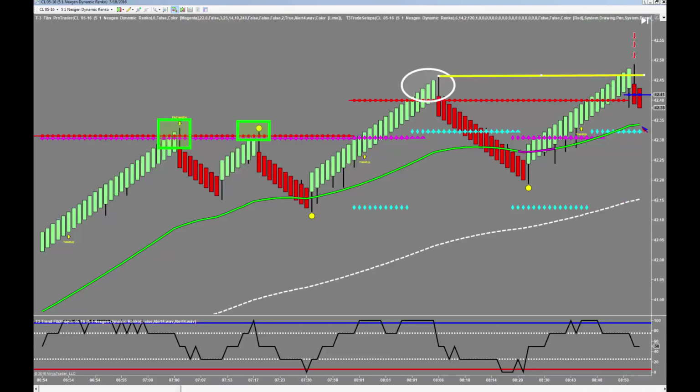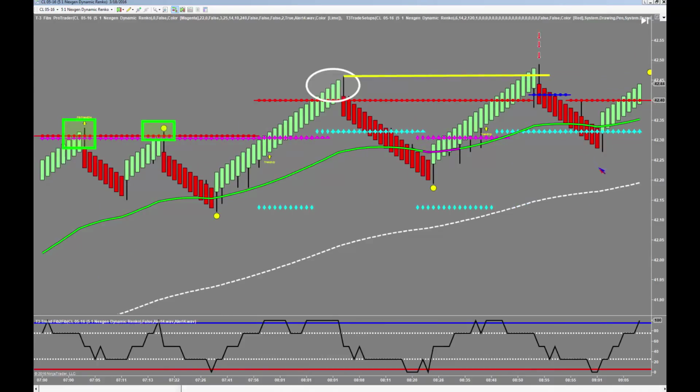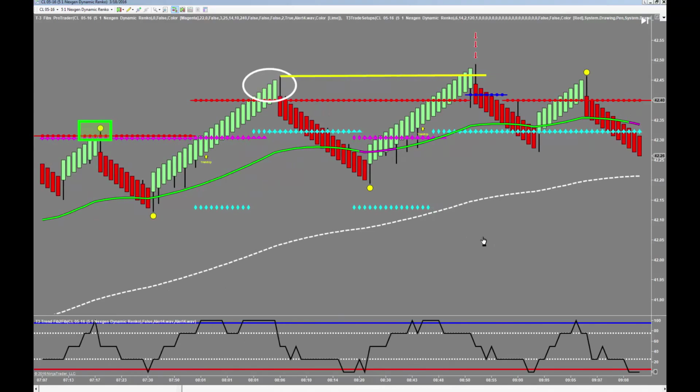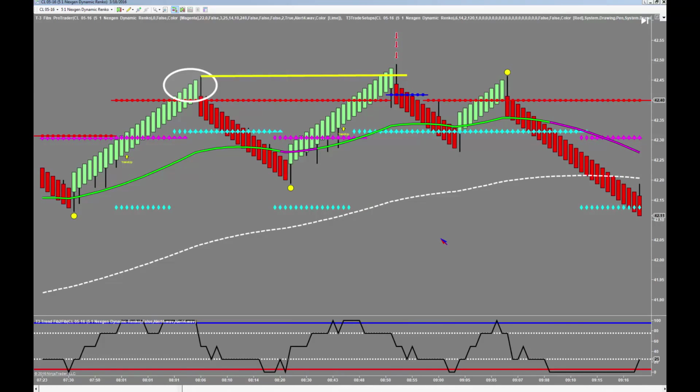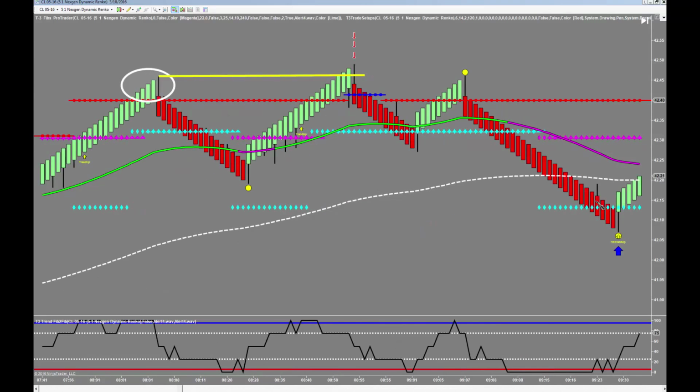Granted, this is into some support, right? Obviously, even if you got short there, you'd have to manage it. All right, so let's watch what we got. All right, so we've gotten to support.